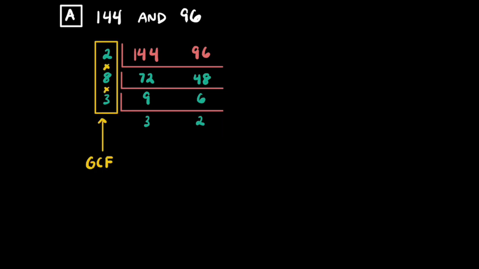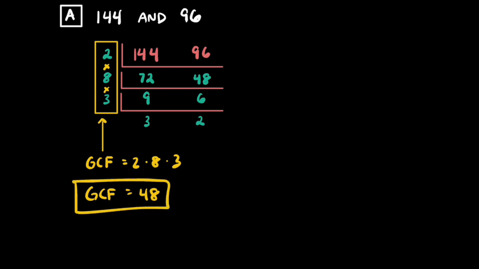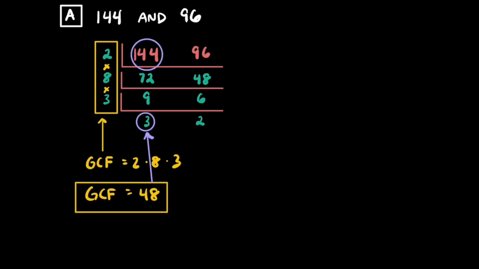If you find the product of all of those numbers on the left-hand side, you'll find the GCF. The GCF is going to be the product of 2, 8, and 3. In this case, the GCF is going to be 48. 48 times 3 is going to get us the original number of 144, and 48 times 2 is going to get us the original number of 96.